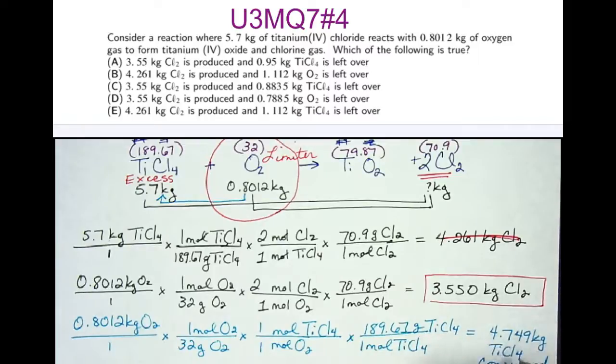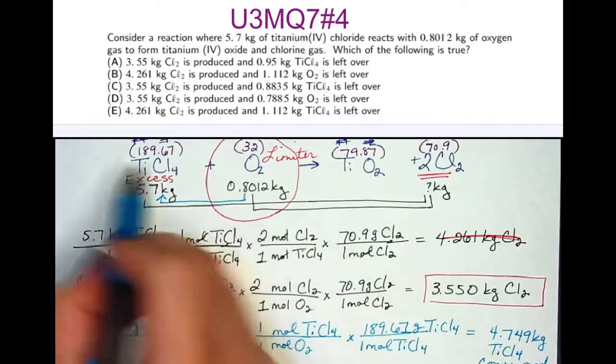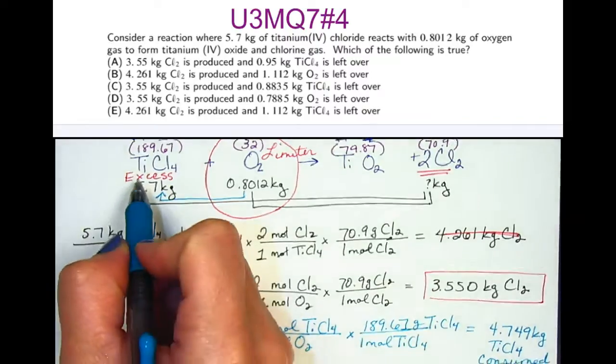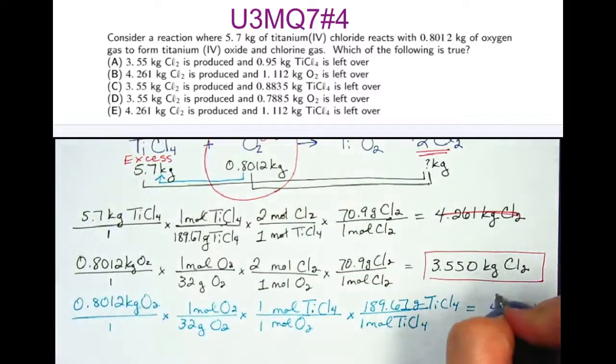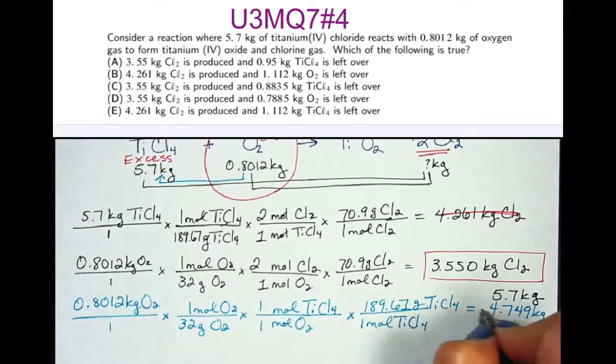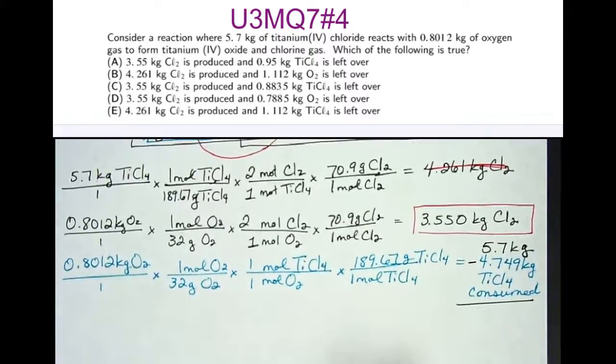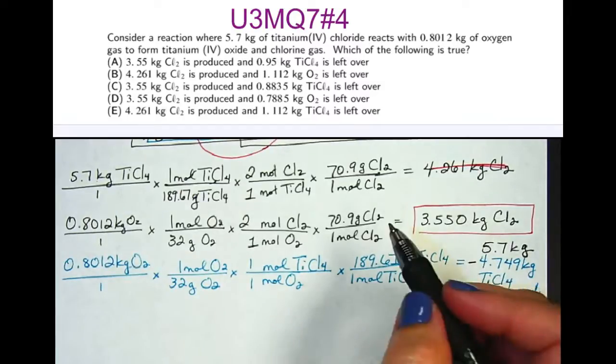That's how much we're going to use up of this 5.7 kilograms up here. So I'm going to take the 5.7 kilograms of titanium 4 chloride that we started with, subtract the amount that we consume, and I am left over with 0.95 kilograms of titanium 4 chloride. So these are my two final answers that are boxed, which correspond with letter A.